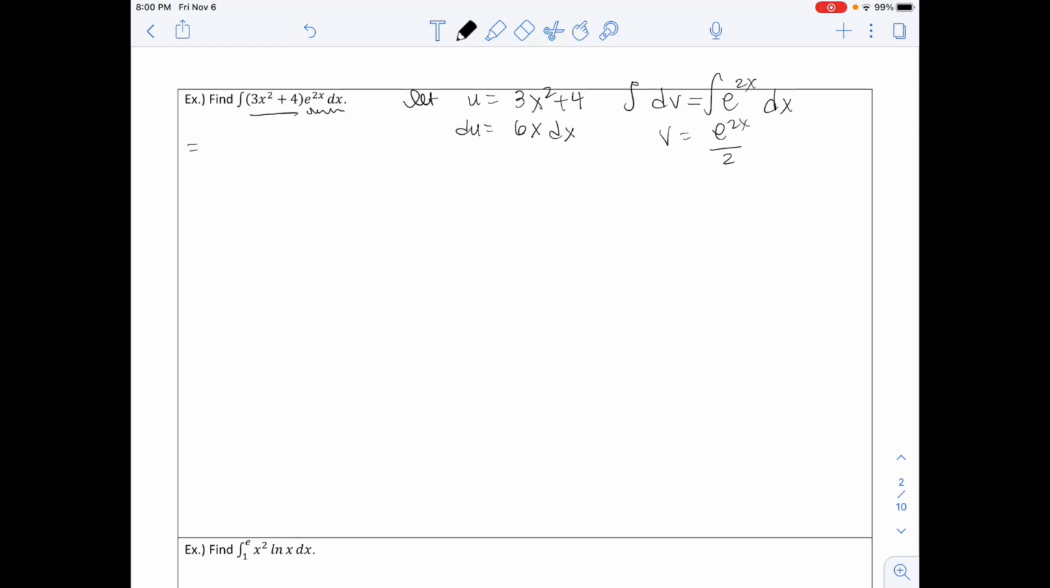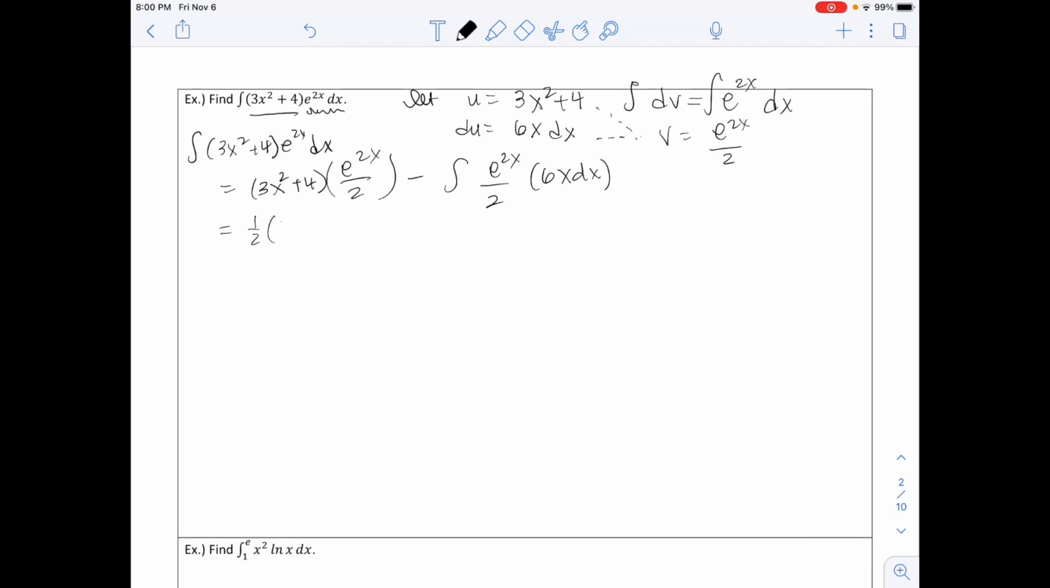So from here, I'm going to rewrite my integral. The integral of 3x squared plus 4 times e to the 2x dx is equal to u times v, so we have 3x squared plus 4 times v, which is e to the 2x all over 2, minus the integral of v du, which is e to the 2x all over 2, times 6x dx. So from here I can clean this up a little bit. I'm going to put a 1/2 out in front, and then 3x squared plus 4 times e to the 2x. And again, you can put the e to the 2x out in front also.